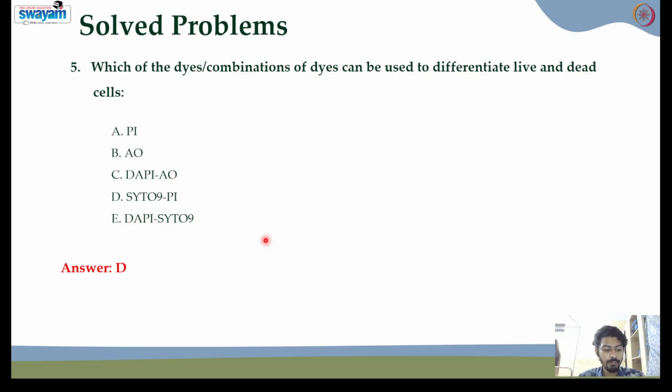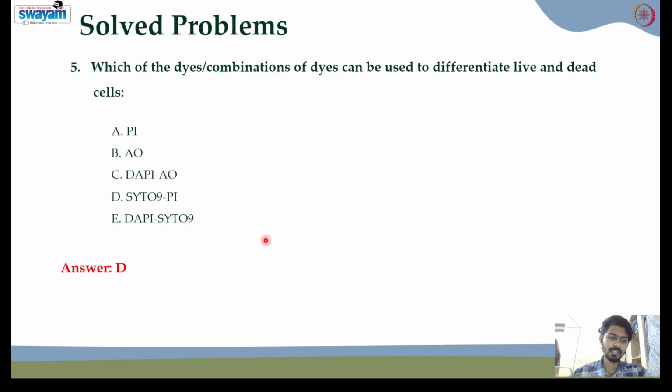So it is not suitable for differentiating both live and dead cells as it focuses only on the dead cells. And option B, AO and propidium iodide in orange. It stains the live cells green and dead cells orange, but is not commonly used for differentiating both cells. And option C, DAPI and AO. DAPI helps us to stain the nuclei, but this combination does not provide a clear distinction between the live and dead cells.